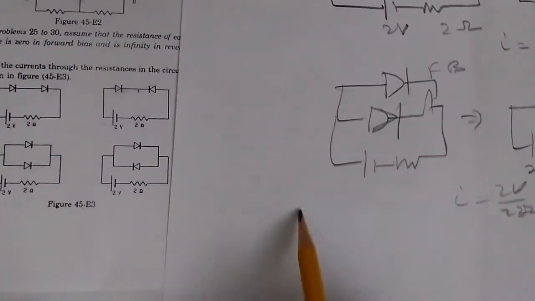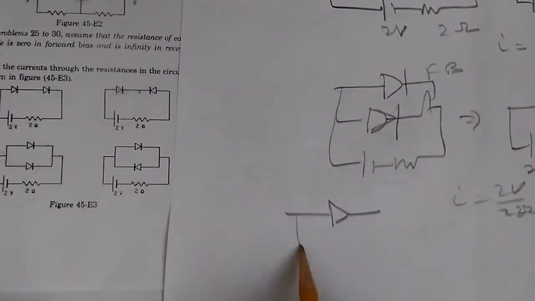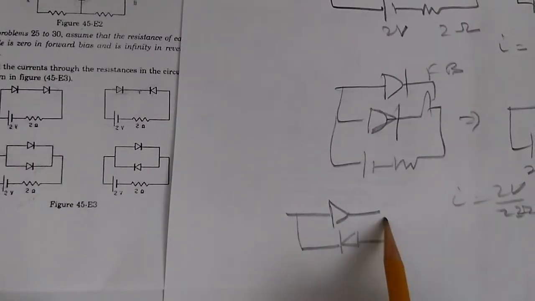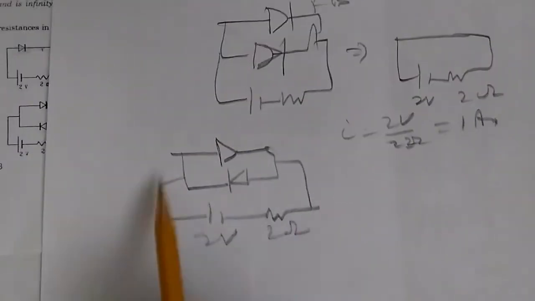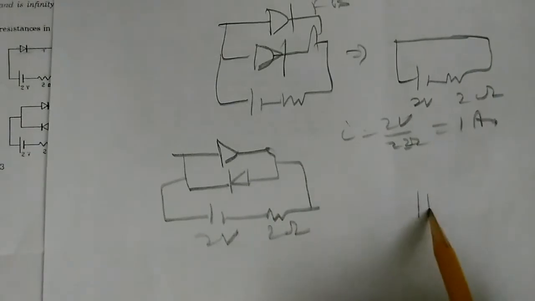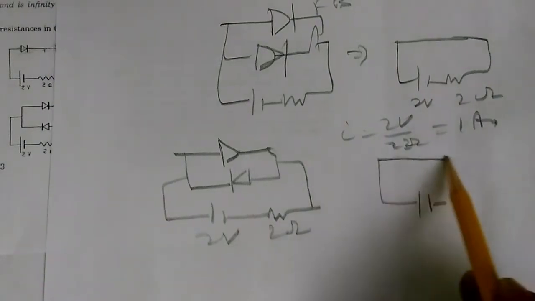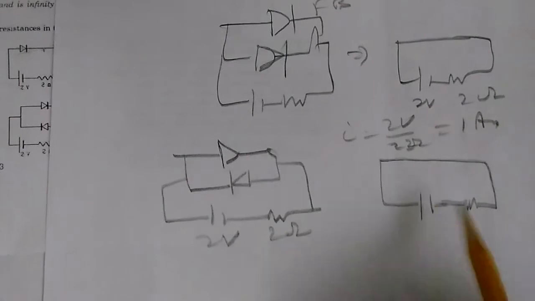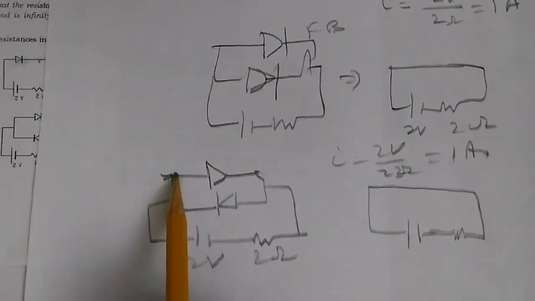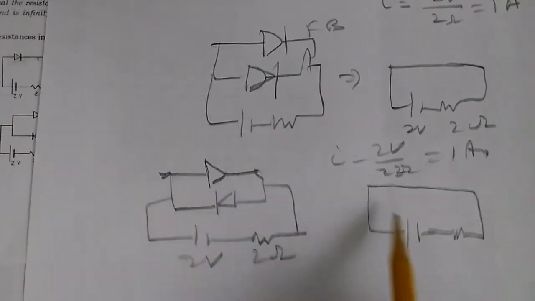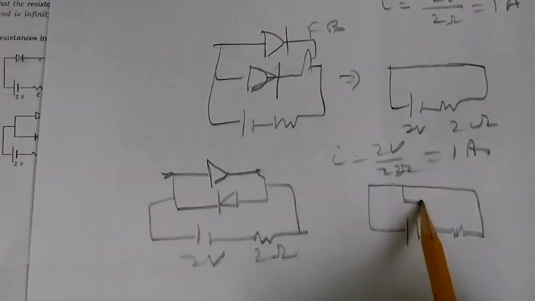So the circuit is like this. This is 2 volt and this is 2 ohm, this is 2 volt. Very simple problem. So this one is forward bias, because there is a positive voltage on this end here and the negative voltage on this end here. So this one is forward bias. The other one is open.